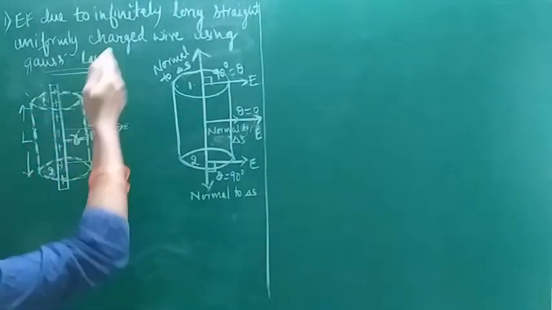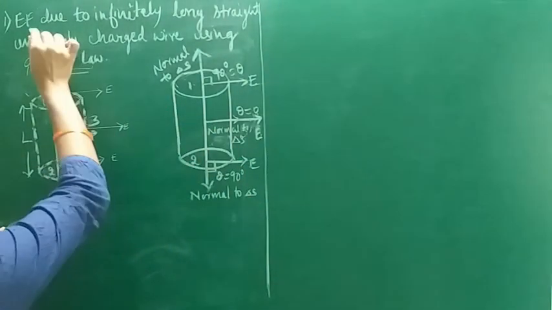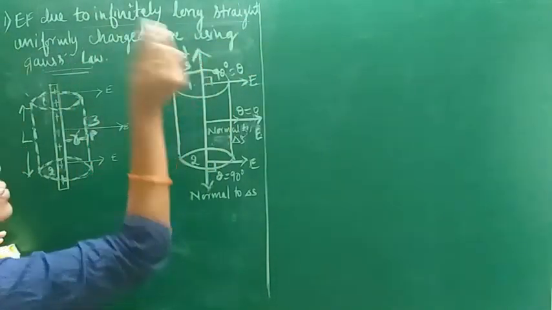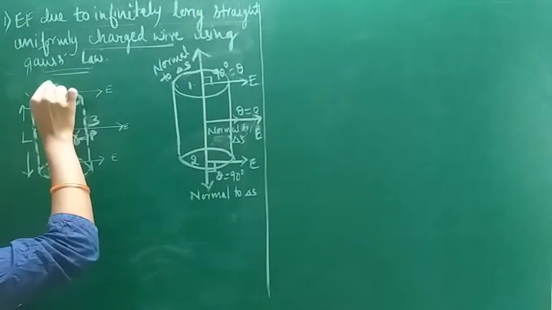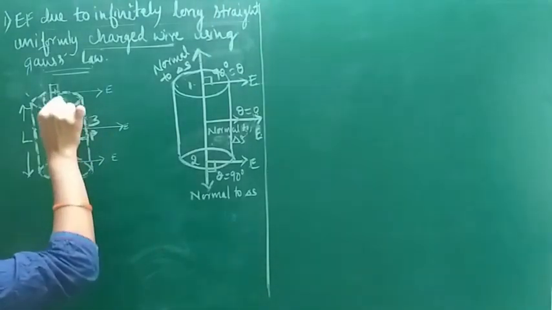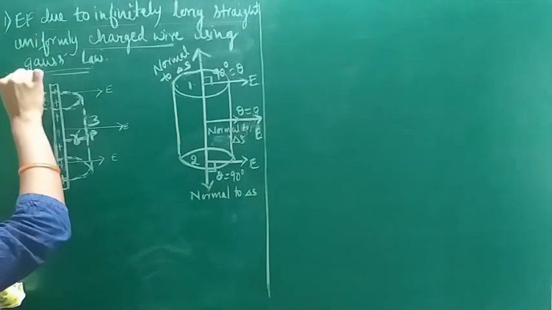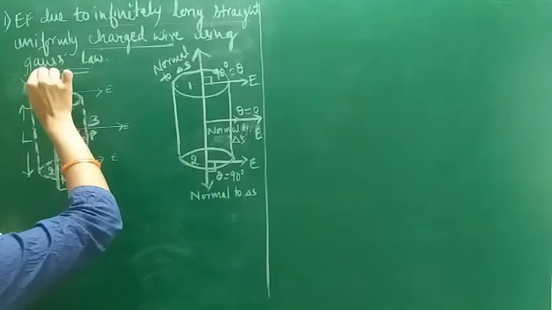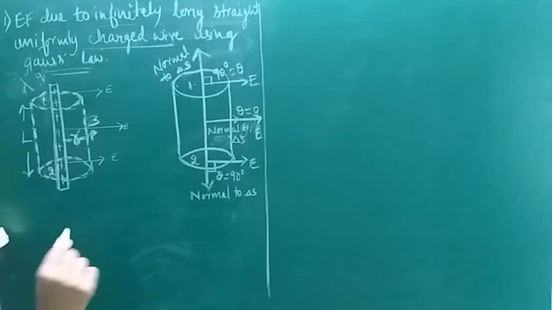So for the first application of Gauss law, we use Gauss law to find the electric field due to an infinitely long straight uniformly charged wire. For that, let us consider a positively charged infinitely long straight wire which has linear charge density lambda, and the total charge present in this long straight wire as Q.